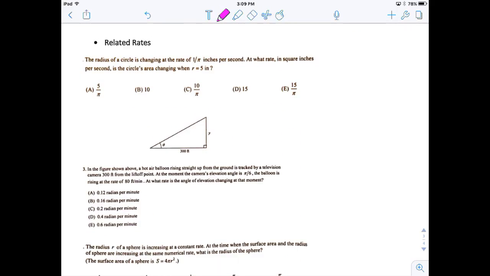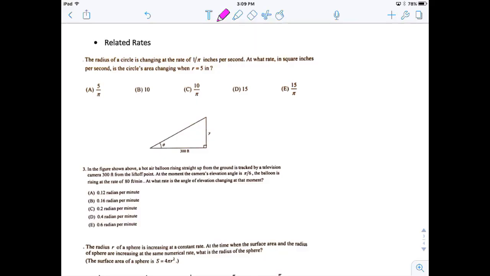So remember, with related rates, we're talking about things that vary with respect to time. And so we want to look at how they change with respect to time. So that means we're going to be doing implicit differentiation, and we're always putting a d whatever dt after. So let's start with a sort of simpler one. The radius of a circle is changing at a rate of 1/pi inches per second. At what rate in square inches per second is the area changing?